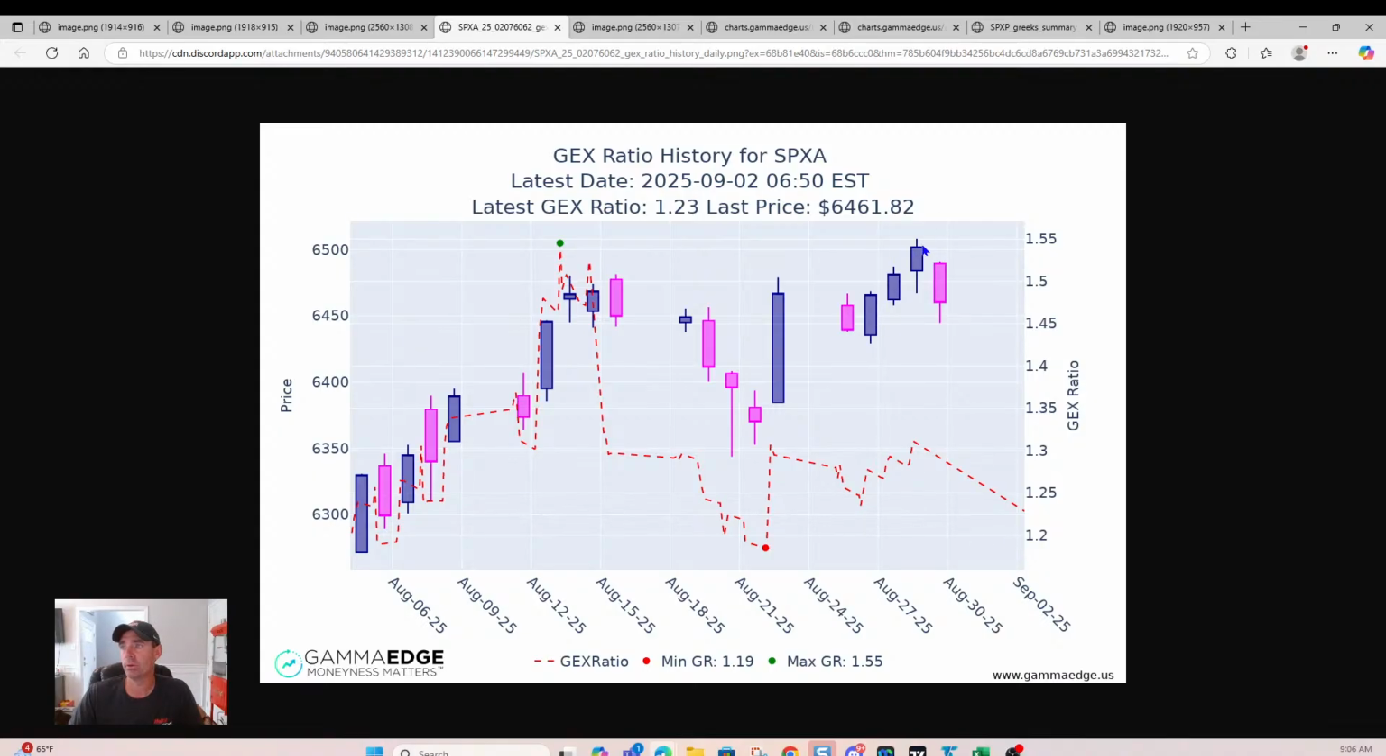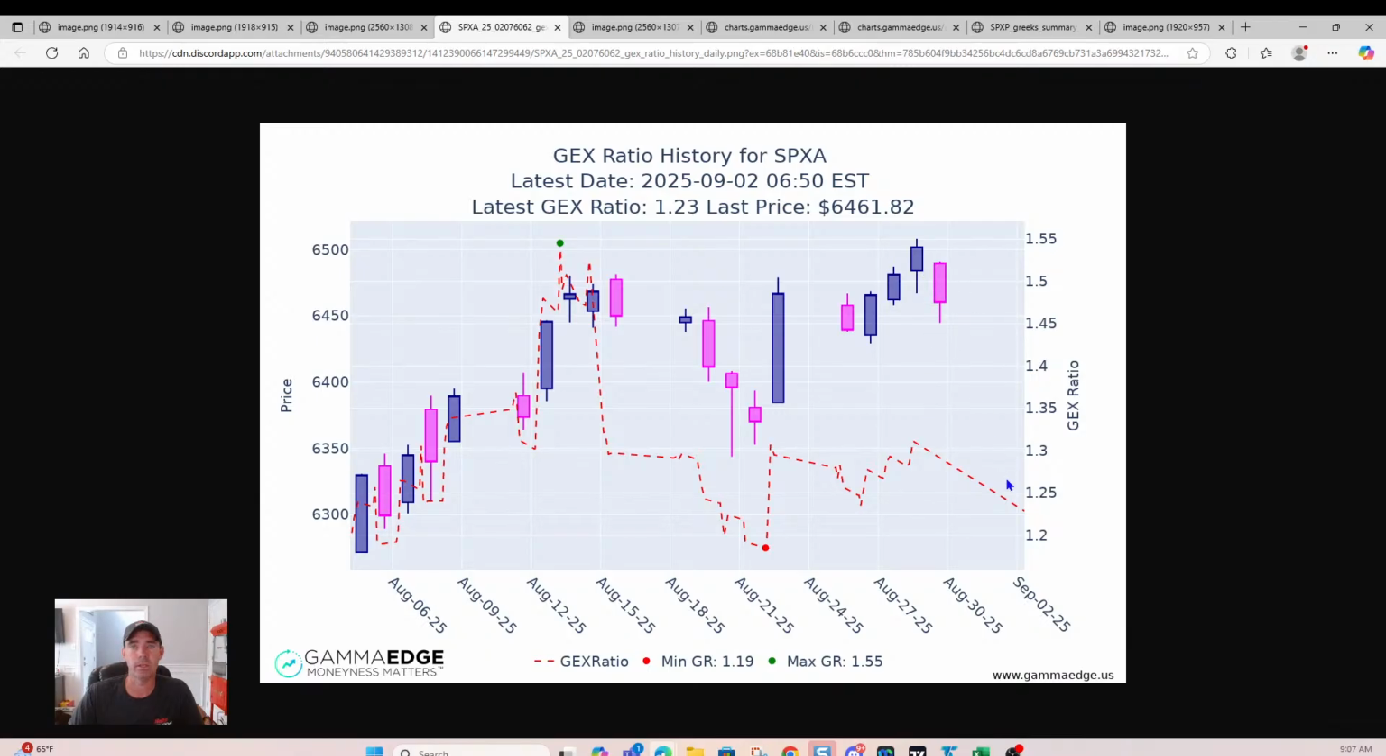And then the divergence we were seeing as the SPX was making all-time highs, we started to see the GEX ratio, or the gamma edge ratio, start to drop. So indicating that out of the money call speculation was starting to dry up and wane a little bit. So this is just a yellow flag or cautionary, and this resolves one of two ways.